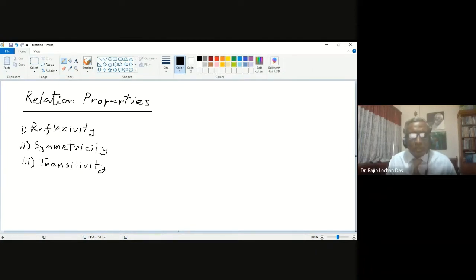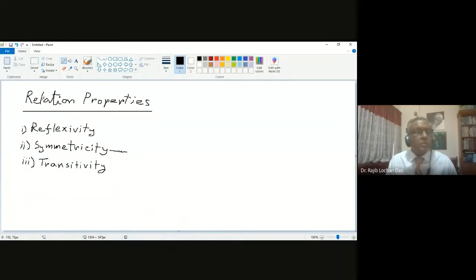So these are the three things we consider. And there is another one which is anti-symmetric. That is in between, so we will talk about that later. That is not number 4. It is another extension of the symmetricity property, called anti-symmetricity. I will talk about that, no problem.